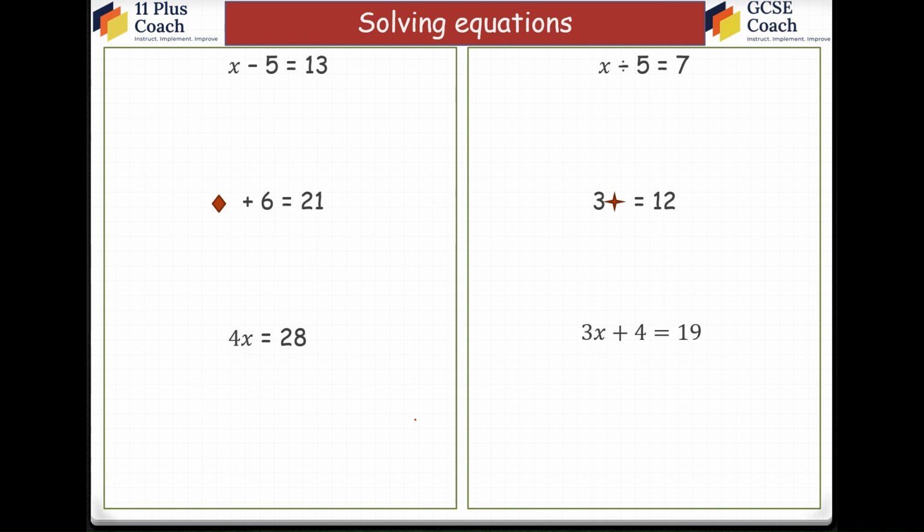Think what you would do in these questions. Now we're solving them. So I'm going to use the examples on the left, and then you can do the questions on the right. Now, in order for you to solve equations, so this is an equation. The equation is something that can be solved. By solved, I mean you can work out the value of the unknown. And equations will always have an equal sign in them. So in this question, for example, you've got x take away 5 equals 13.